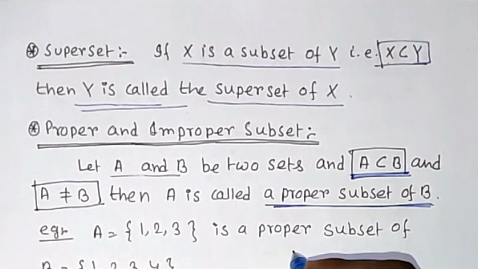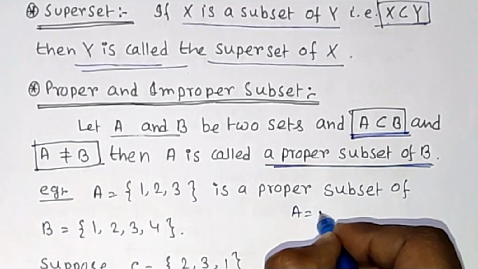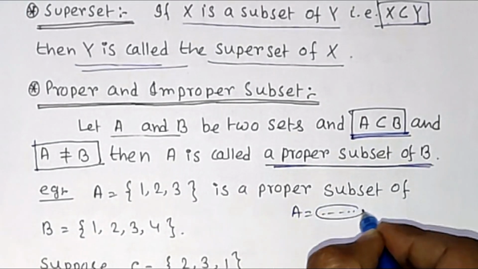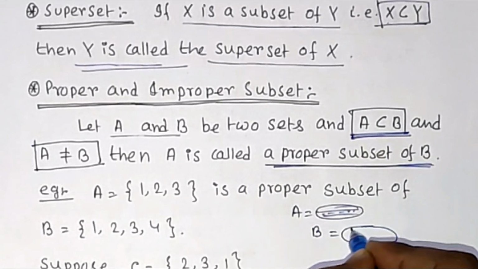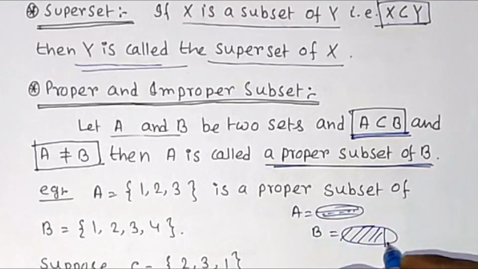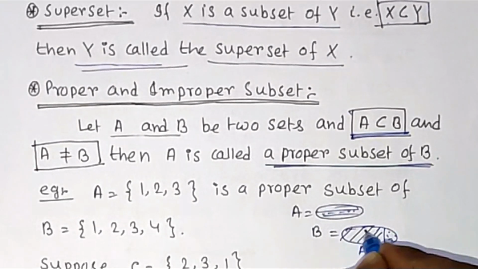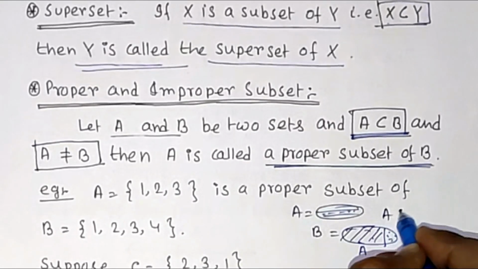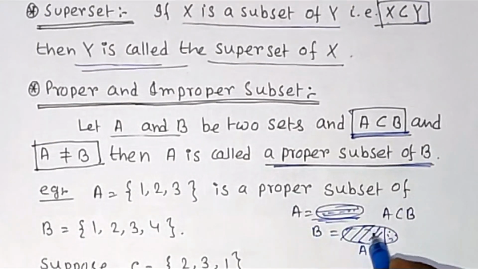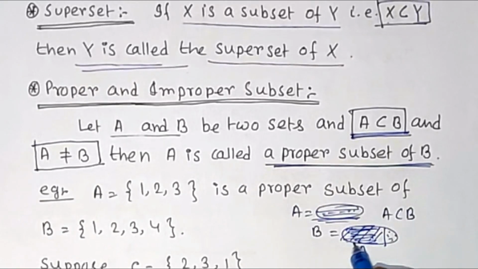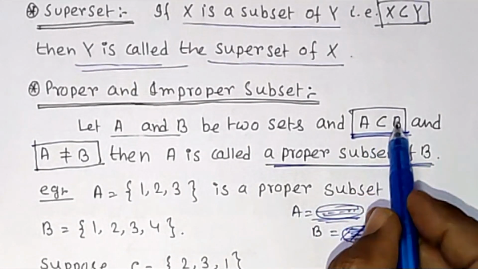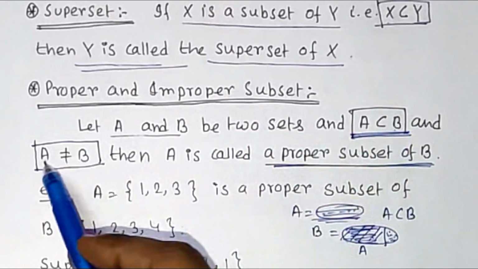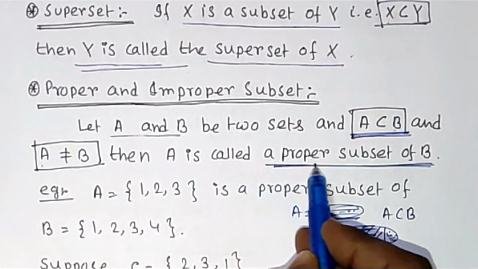That means suppose A has some elements, B has some more elements than A. Now look, if A is a subset of B, then all the elements of A are also elements of B, but there are some more extra elements in B other than A. So this is the situation in which A is a subset of B and A not equal to B, then A is called a proper subset of B.